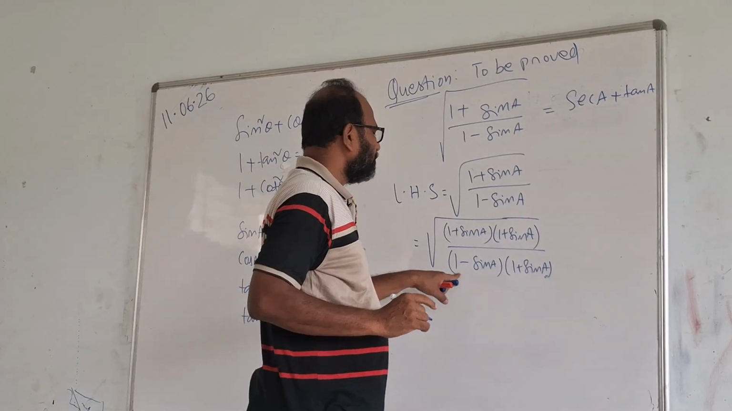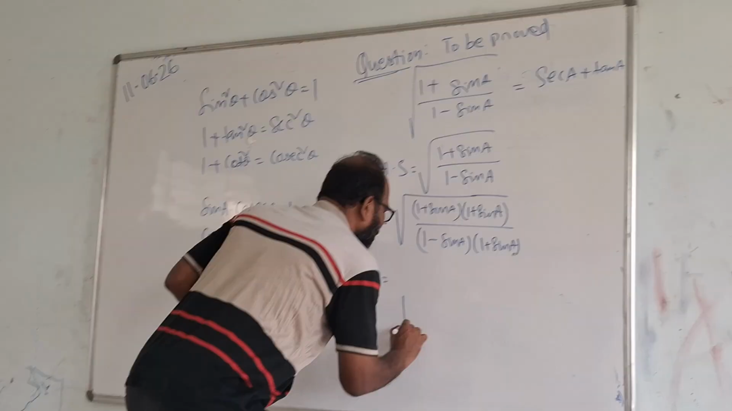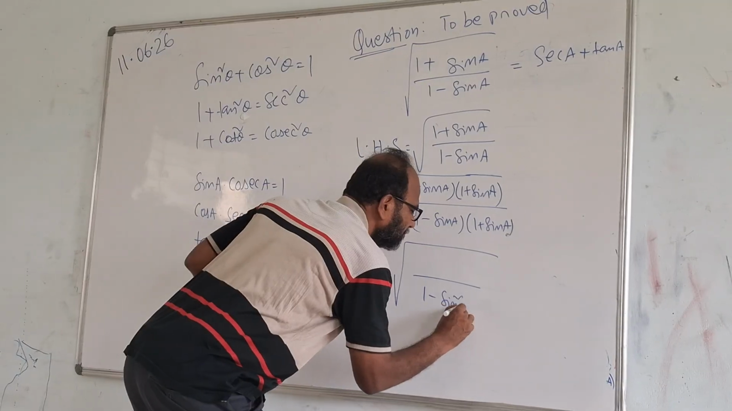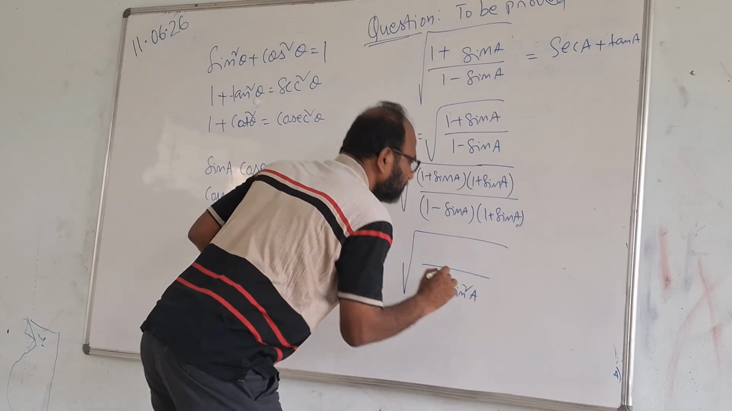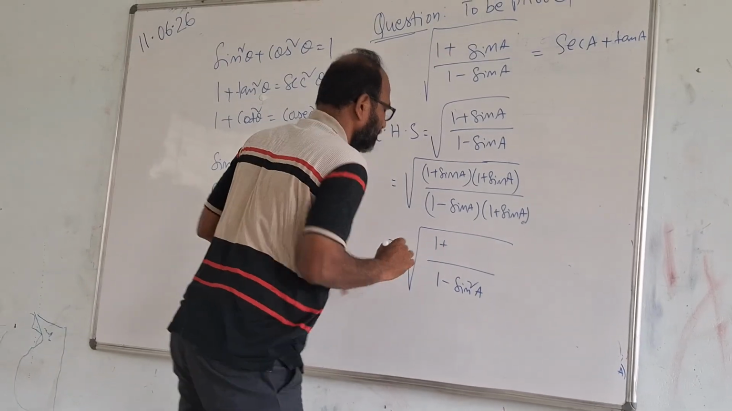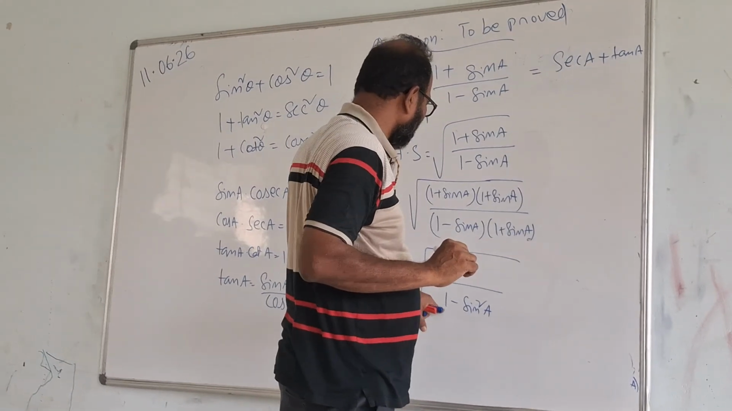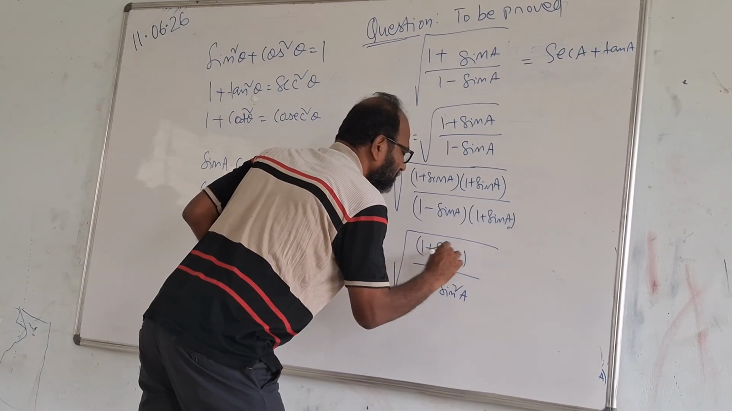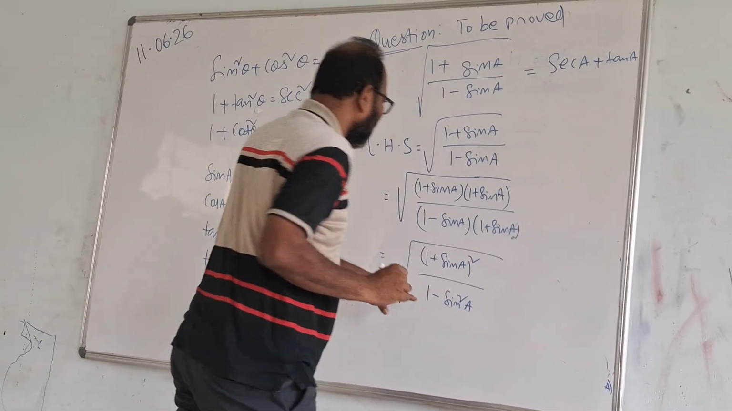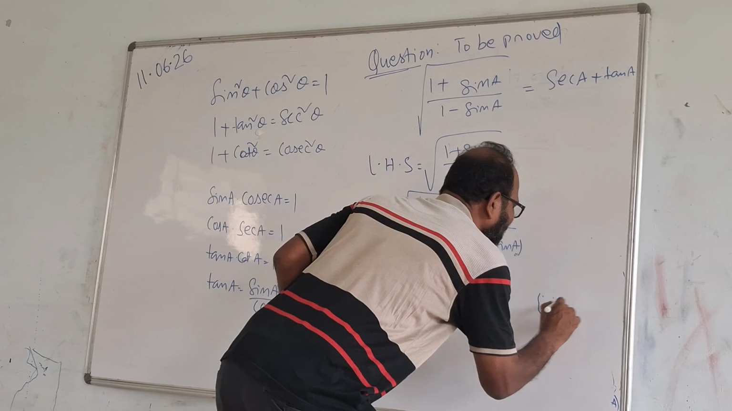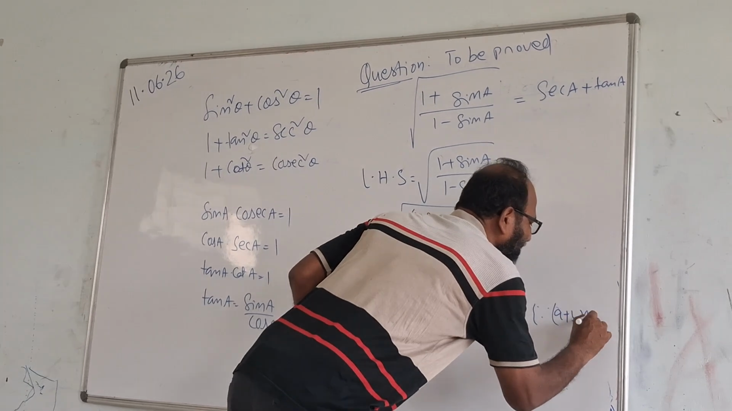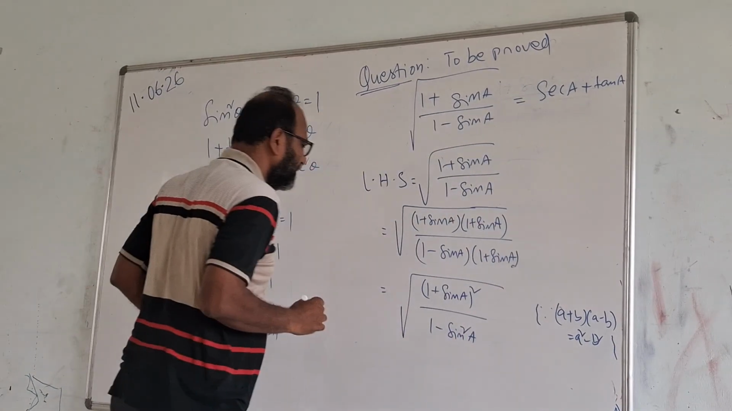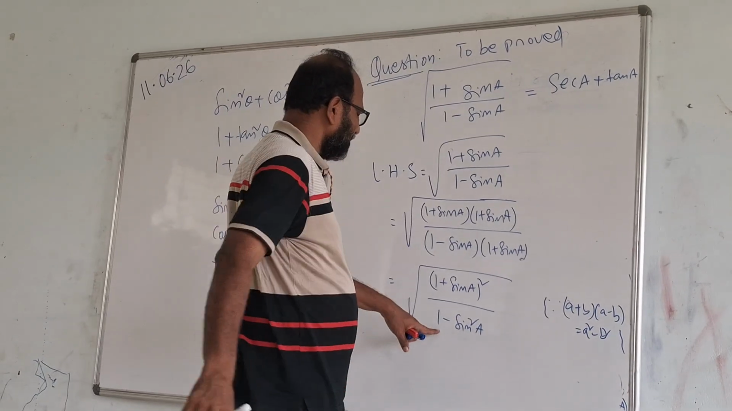Now you will get a plus b into a minus b is equal to a square minus b square. Using that identity, we will write 1 minus sin square a in the denominator, since 1 minus sin a into 1 plus sin a is 1 minus sin square a. Then in the numerator we have 1 plus sin a whole square. You have used the identity a plus b into a minus b is a square minus b square. Now we see 1 plus sin a whole square by 1 minus sin square a.